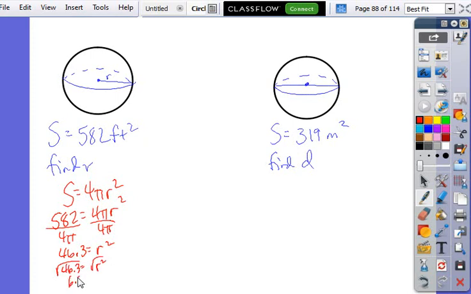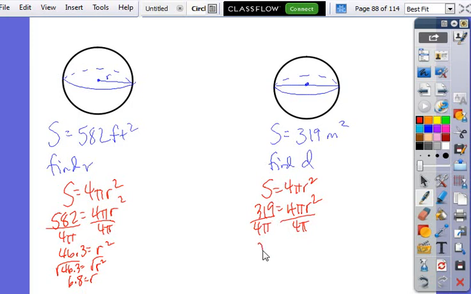If it has the r squared in it, you're going to have to square root at the end. All right, so when I come over here, I'm going to start the same way. Plug in that 319. What is 319 divided by 4 pi? 25.4.